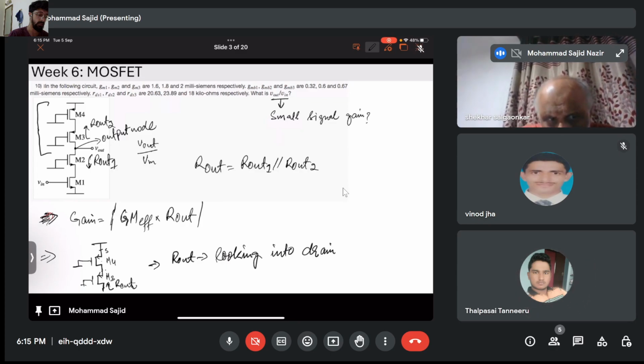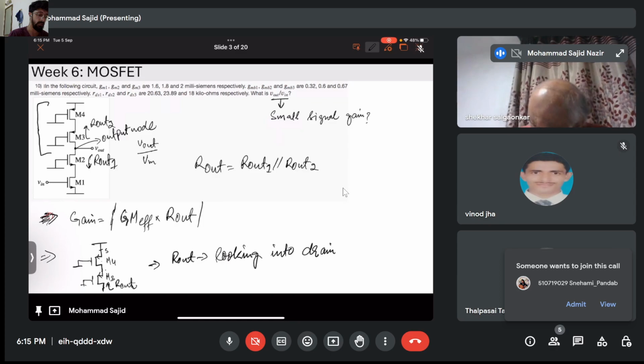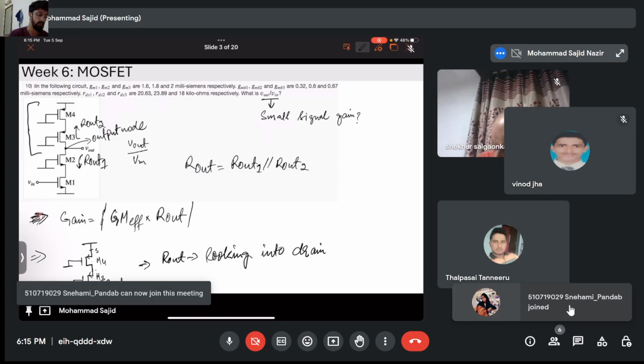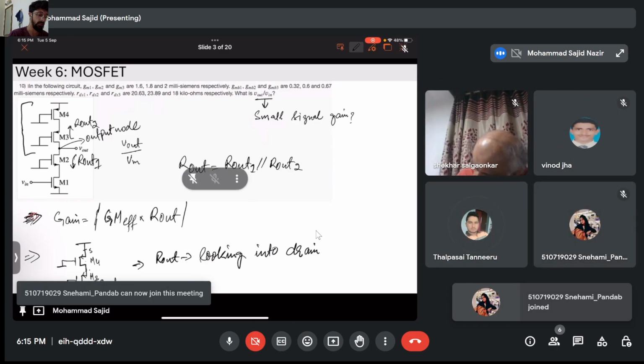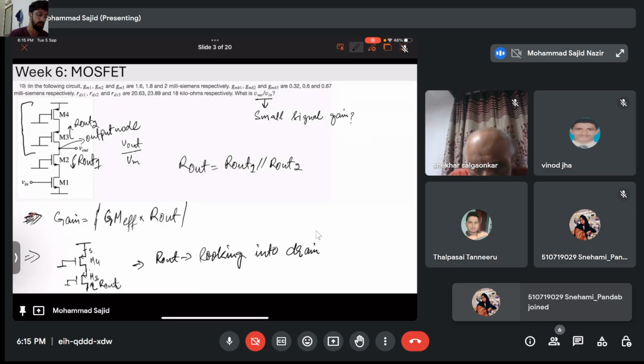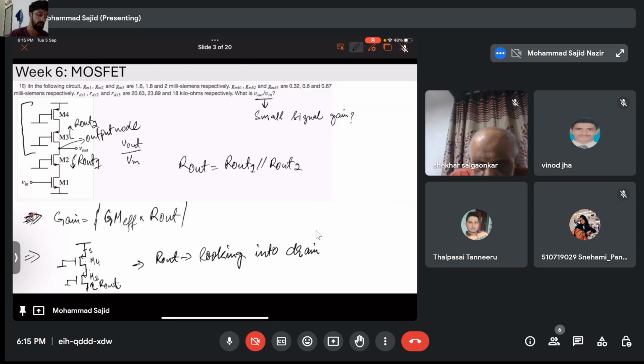Yes, I will definitely repeat. We will have both the methods in this as well. First we will solve the whole circuit, then directly we will use the formulas to solve the question. In this question, we need to find V out by V in. First step is to calculate the total R out resistance, but first we are concerned about this part.